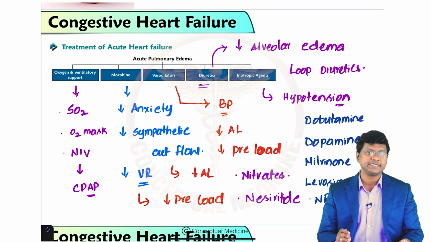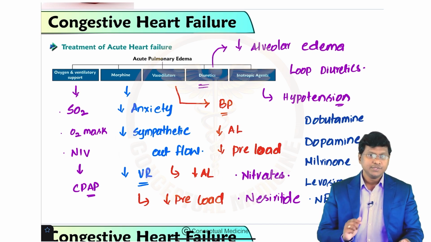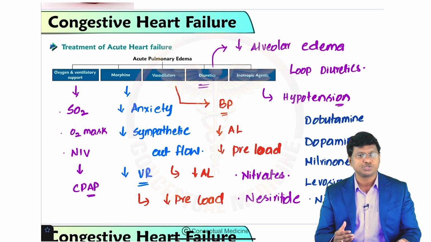The inotropic agents are indicated in the management of acute pulmonary edema in the presence of peripheral hypoperfusion or when there is hypotension. These inotropic agents include dobutamine or dopamine, phosphodiesterase inhibitors like inamrinone and milrinone, and then levosimendan, epinephrine and norepinephrine. So what will be the dosages of these drugs?